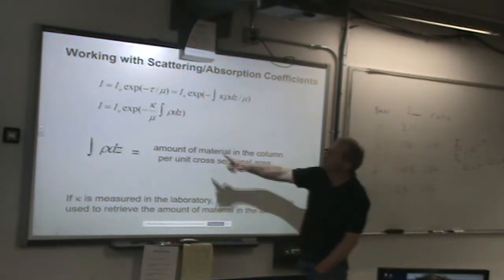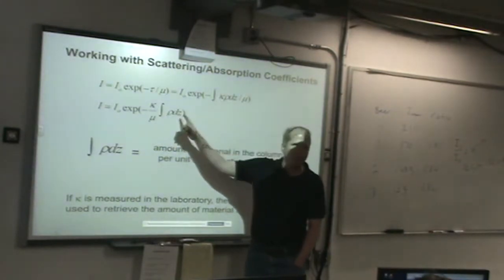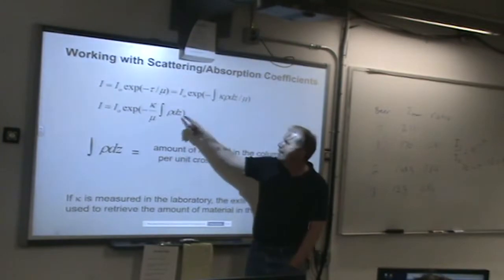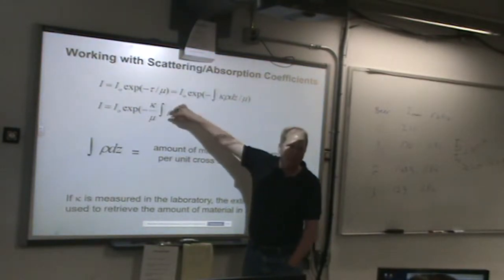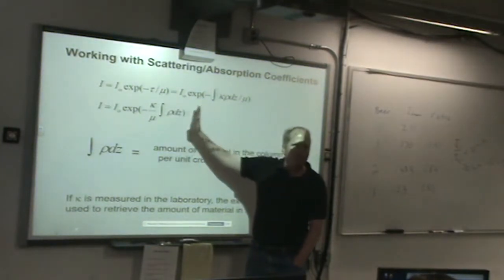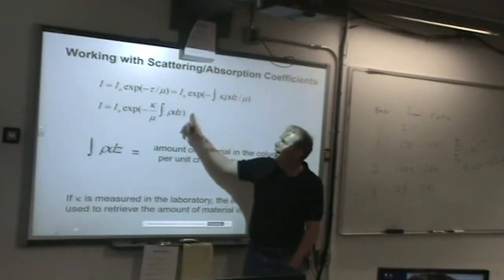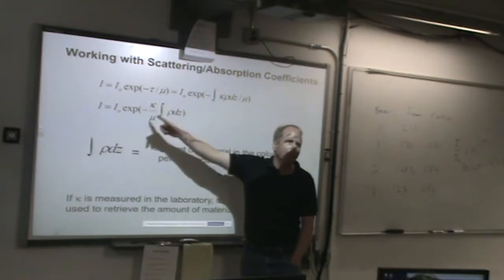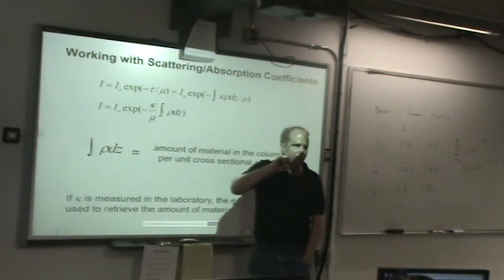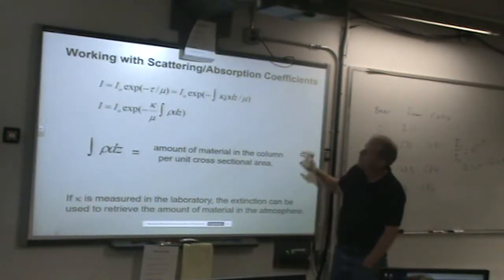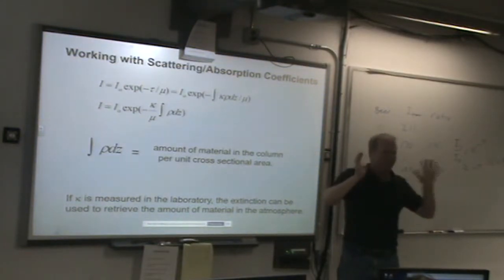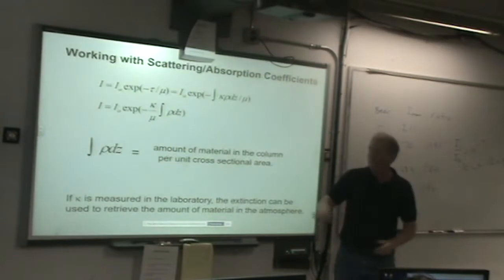If you're integrating rho dz, what is integration? The area. Adding up all of the layers. So dz is every layer with a certain density, and you add up a bunch of layers here. And eventually, if you multiply by the cross-section, you get the optical depth through all of these layers. Okay. So all of this is going to be swimming around in your head unless you actually do it. So let's actually do it.